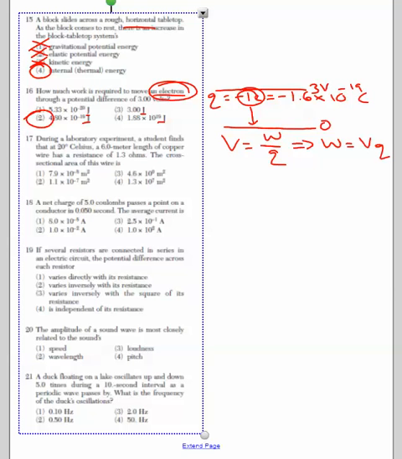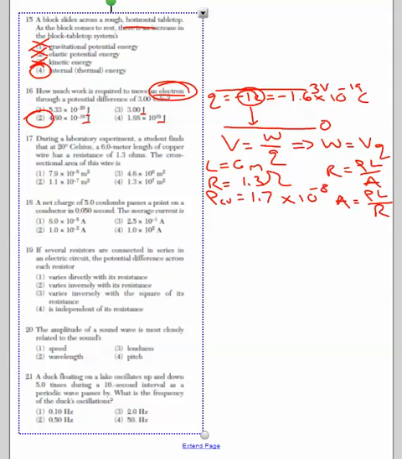Next one, a student finds 6 meters, so we have an L of 6 meters. We have a resistance of 1.3 ohms, and we know that it's copper, so we could look up the resistivity for copper, and I did that: 1.72 times 10 to the minus 8. And so we're utilizing R equals rho L over A. If we solve that around, then A is equal to rho L over R, and plugging in the values, you should get your 7.9 times 10 to the minus 8.